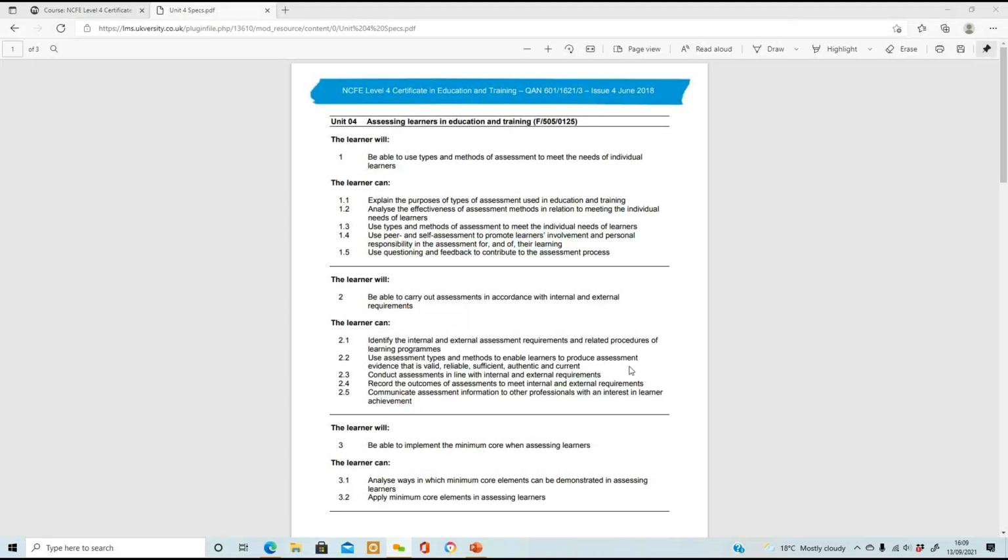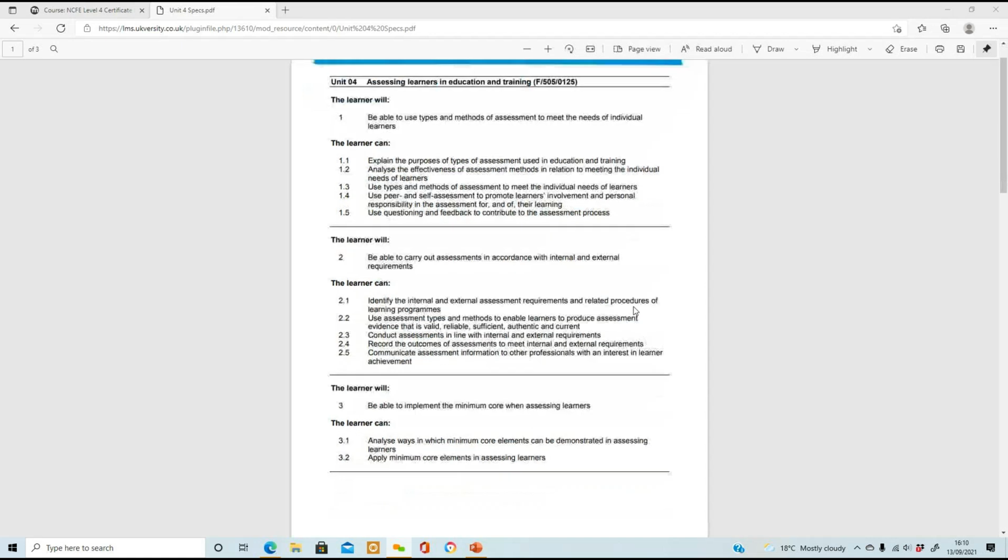So we're looking at Unit 4 for Education and Training Level 4. And this unit is all about assessing your learners, so it's assessing learners in education and training. Now, it's got 4 learning outcomes. The first one just starts off quite nice and simply. What are the different types and methods of assessment?